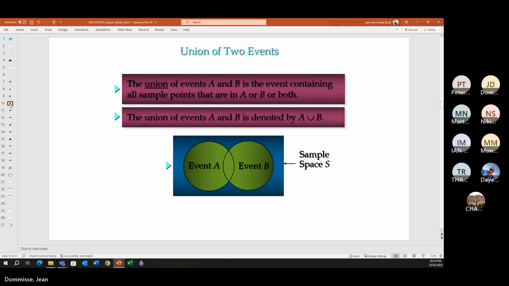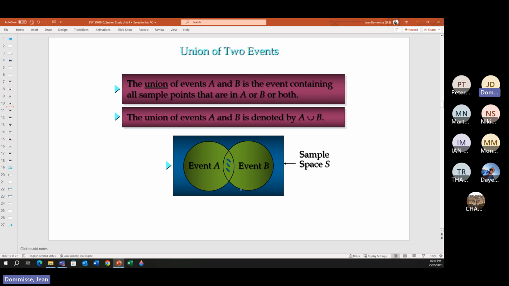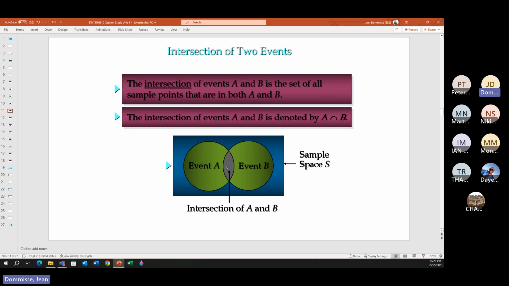Okay, then we look at two events. They talk about sometimes the union of two events, but basically it is event A and event B happening. So normally, and we'll probably get to that, the union of two events happening, the part in the middle of that we call the intersection.